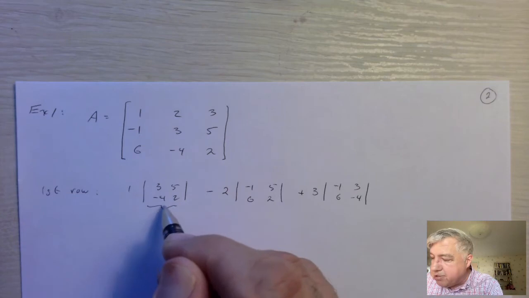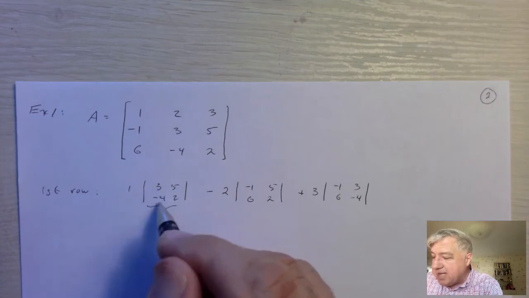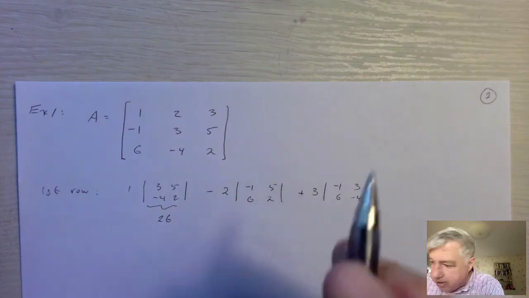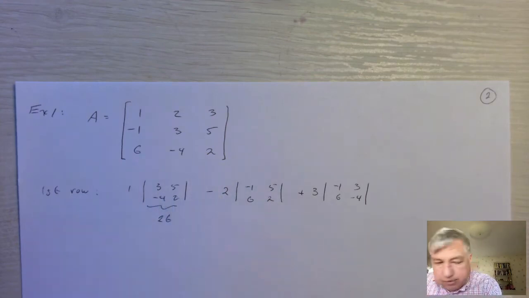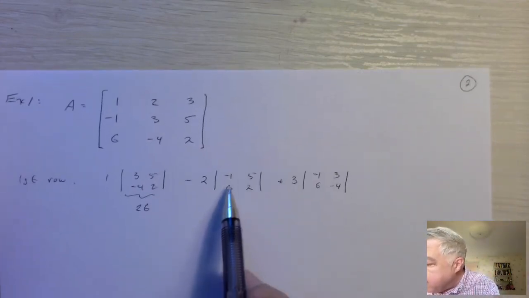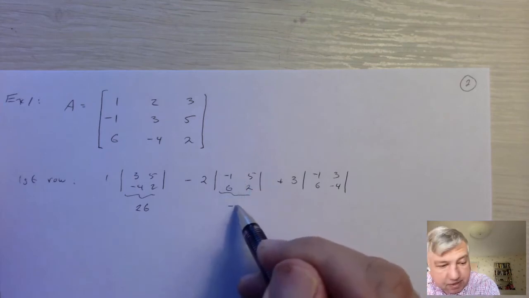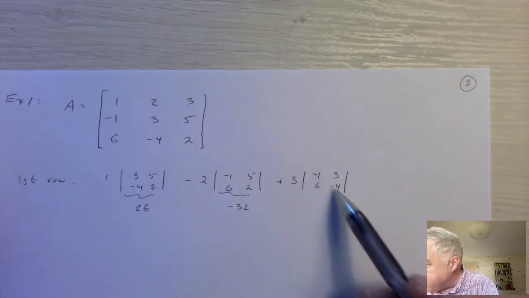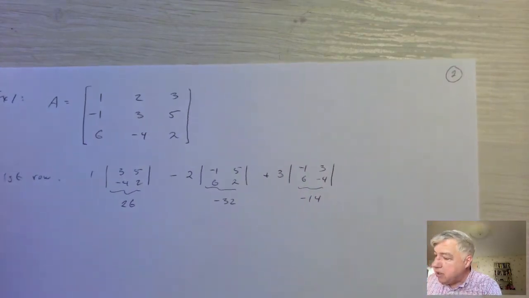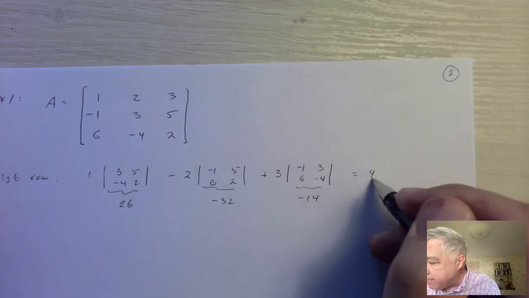This is 3 times 2 minus negative 4 times 5, so this would be 6 minus negative 20. This would be 26. This would be negative 2 minus 30, so this would be negative 32, and this would be 4 minus 18. This is negative 14. And you can check that this is equal to 48.